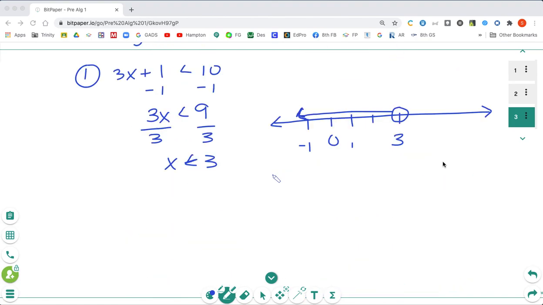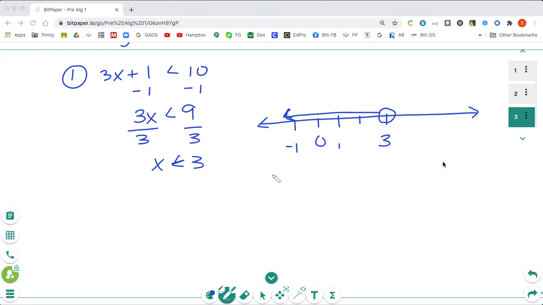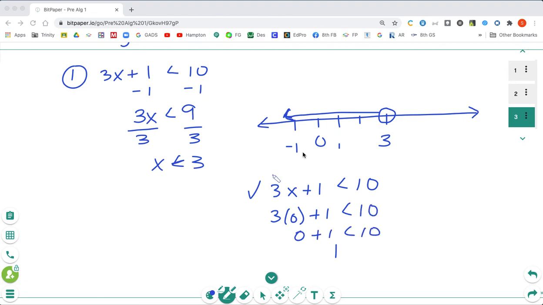And then the last one that we're going to check, 3x plus 1 is less than 10. And I can choose any number over here. So I'm going to go ahead and choose 0. That'll be an easy one. 3 times 0 plus 1 is less than 10. 0 plus 1 is less than 10. And 1 is less than 10. So you should be able to go back and use PEMDAS to check each of your inequalities that you have graphed. And now you know how to do inequalities.